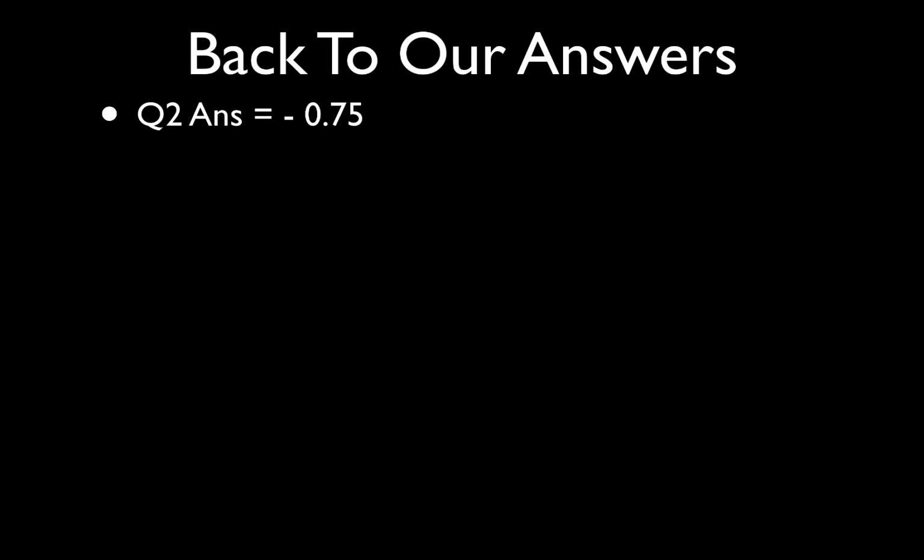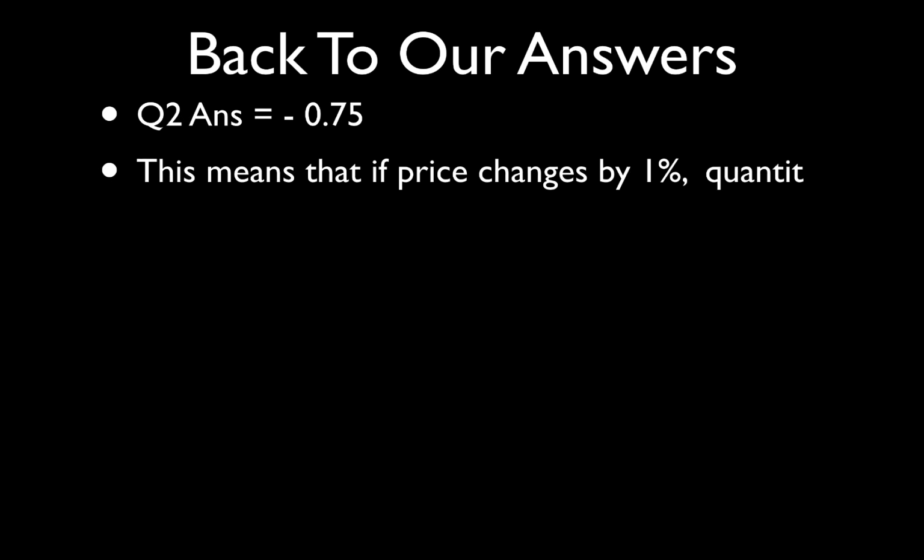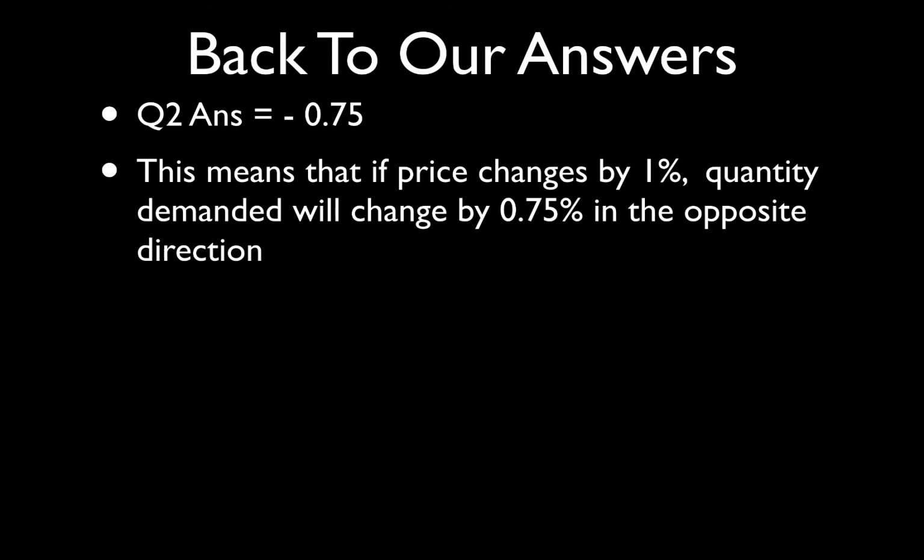Well, what does the minus figure mean? It means it's a normal good and as such obeys the law of demand. Now that we know that, we ignore it. Okay, we don't care about it anymore. This means that if price changes by 1%, quantity demanded will change by 0.75% in the opposite direction. If price rises by 1%, quantity demanded will fall by 0.75%. If price falls by 1%, quantity demanded will rise by 0.75%.